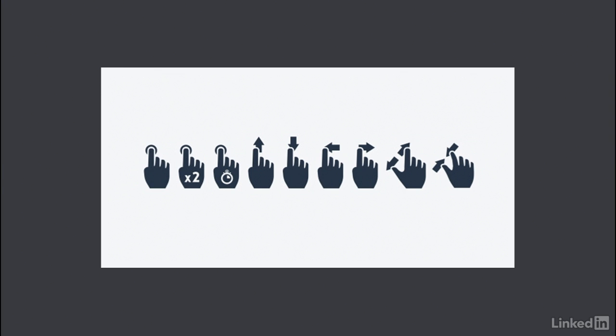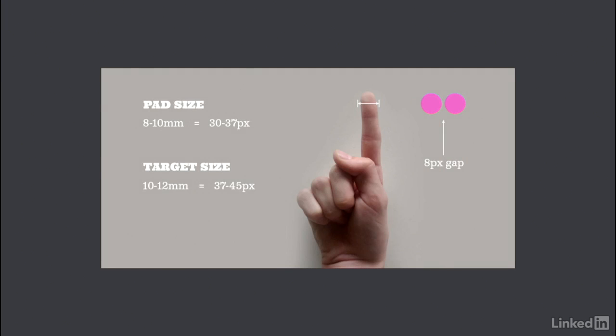In fact, the actual sizes of interactive elements are vital to helping users avoid touch errors, which we all know can be super annoying. Estimates show the average index finger pad size is roughly 8 to 10 millimeters, which converts to roughly 30 to 37 pixels. This means that to ensure users will be able to interact with the desired target within the app, the target size should be at least 10 to 12 millimeters, and that's roughly 37 to 45 pixels.